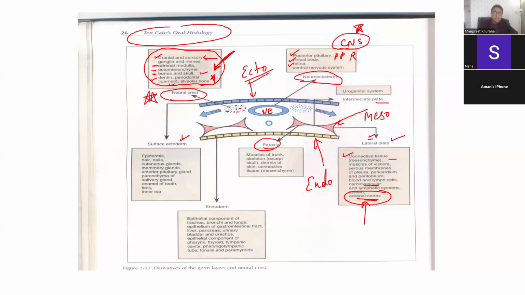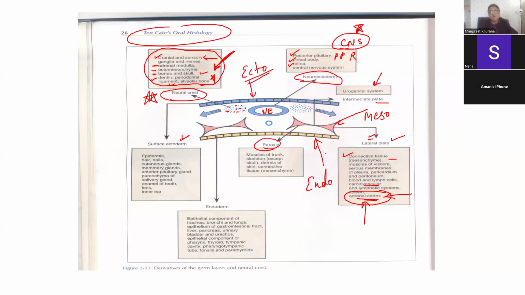Now, Neha, can you tell me, adrenal cortex is formed from the lateral plate of the mesoderm, right? Adrenal medulla is formed by which structure? Neural crest cells. Very good. Now, the intermediate plate gives rise to the urogenital system.